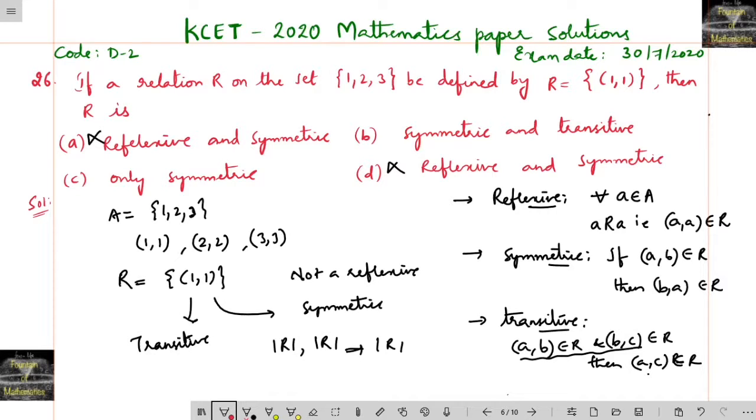We can say this is also transitive, with only one ordered pair, but it satisfies the condition, and hence we can say it is symmetric and transitive. So we can say the second option is correct. Okay, so let's move to the next question.